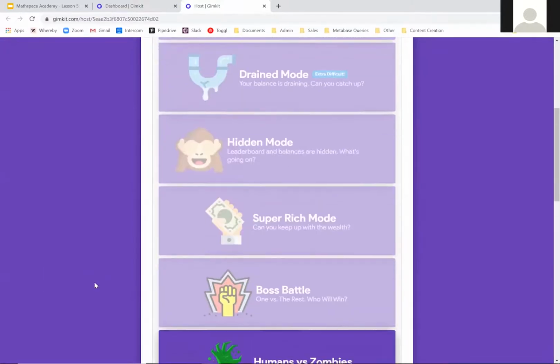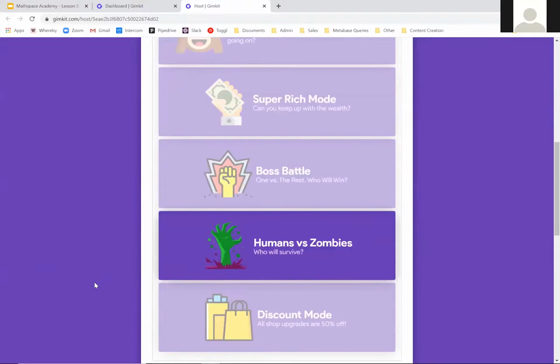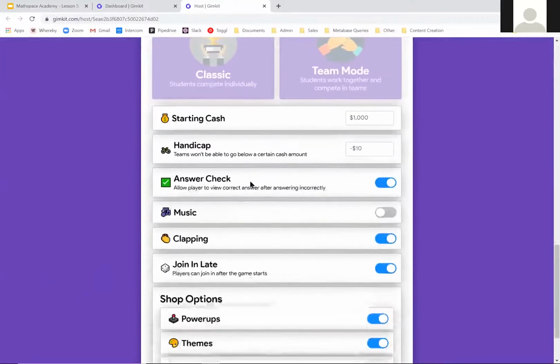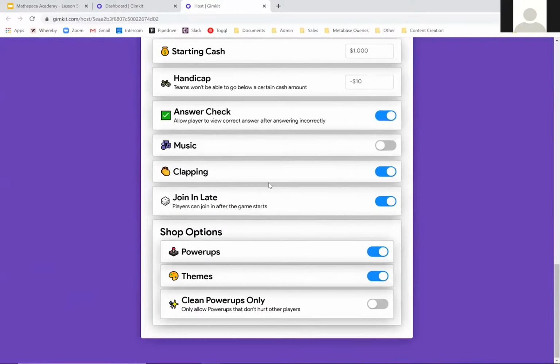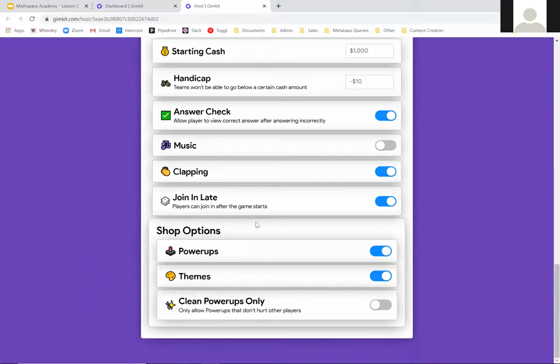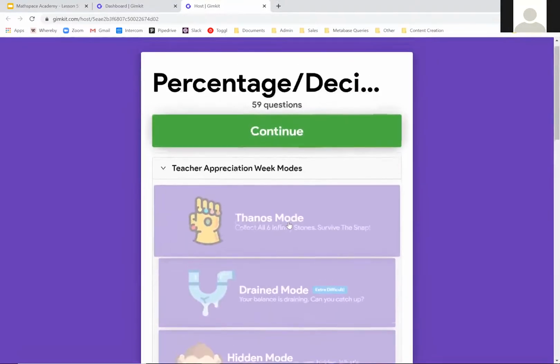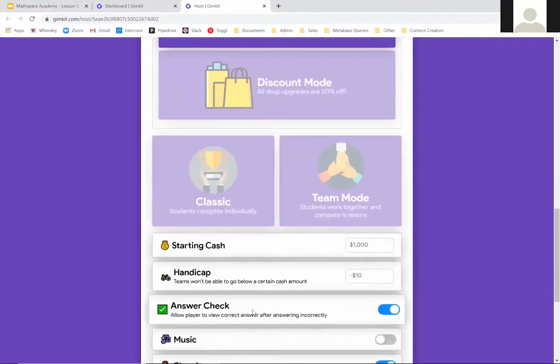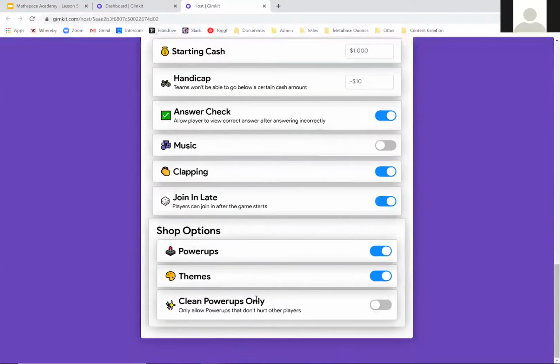And I don't know what these other modes are. I've never tried them, never played this, but just because I said last week we're going to do humans versus zombies, we're going to do this one. And if you don't know how to play, just do your best. And then we might play the others in later weeks. I don't want to try Thanos or boss mode because I don't know what they are. I've tried humans versus zombies. That's why we're doing that, right?